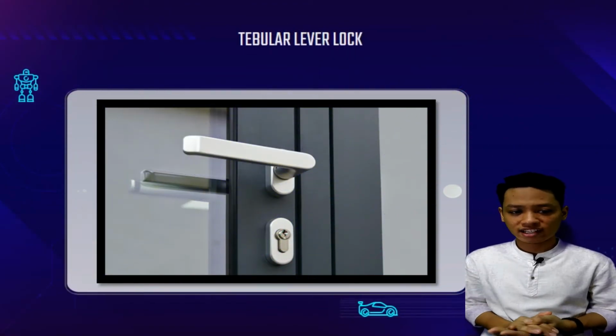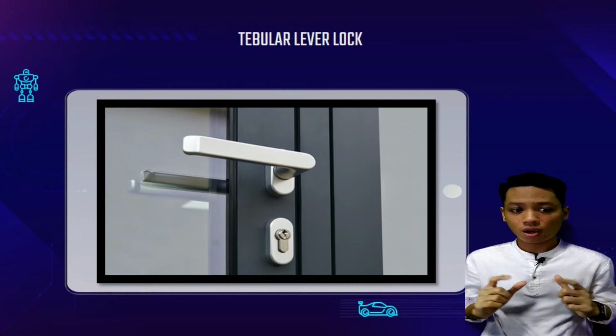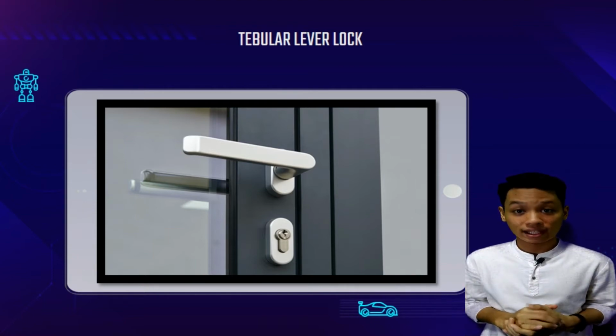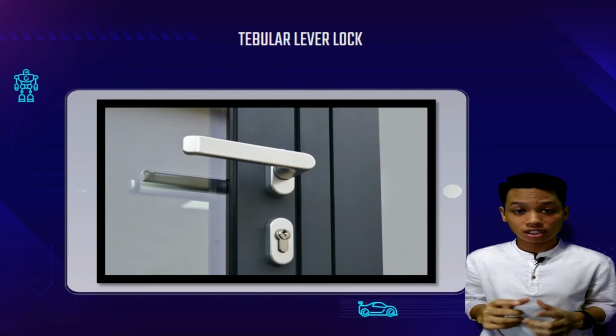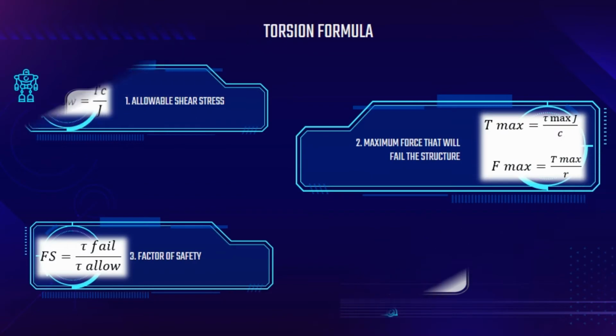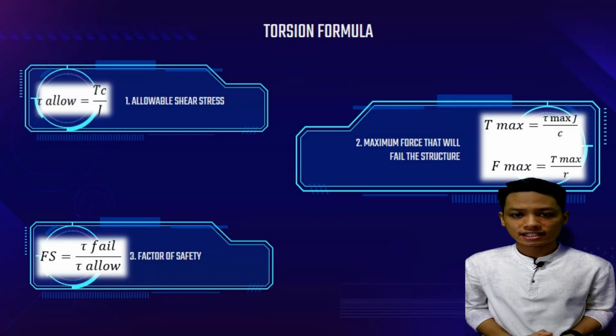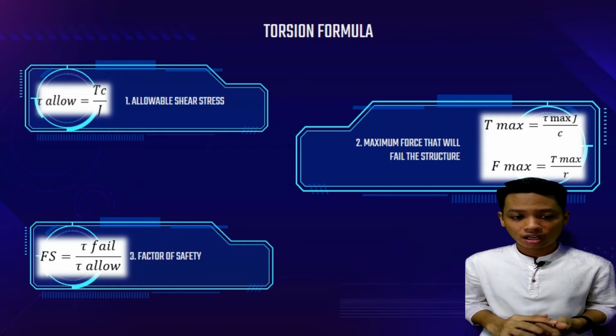In this assignment project, we chose the tubular lever lock, or the normal name, door handle. We made the experiment to relate to the torsion chapter, to see how torsion works for twisting the tubular lever lock. For the calculation part, we use a few torsion formulas to calculate the available stress and the maximum force that will fail the structure. The last one is we also calculate the factor of safety.